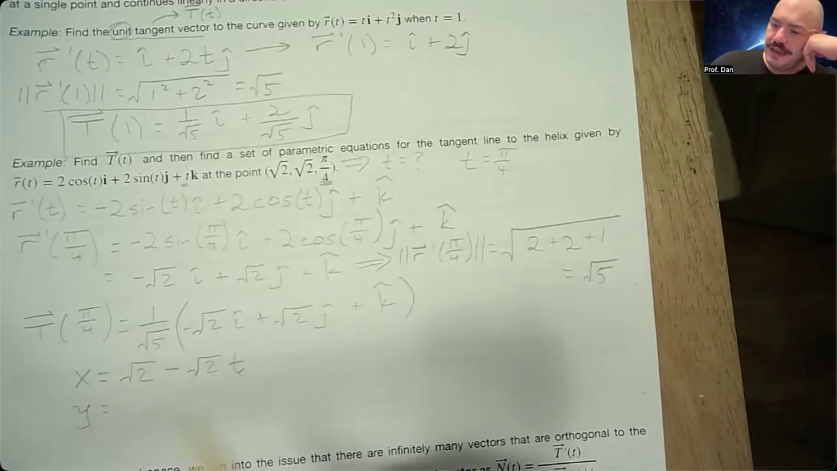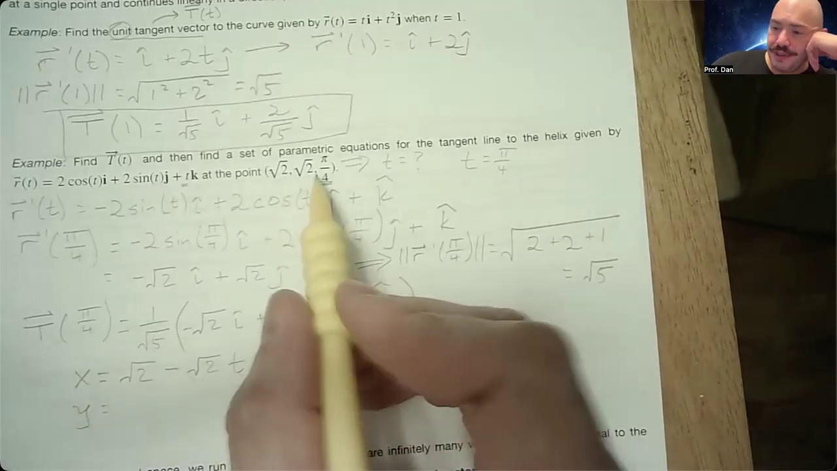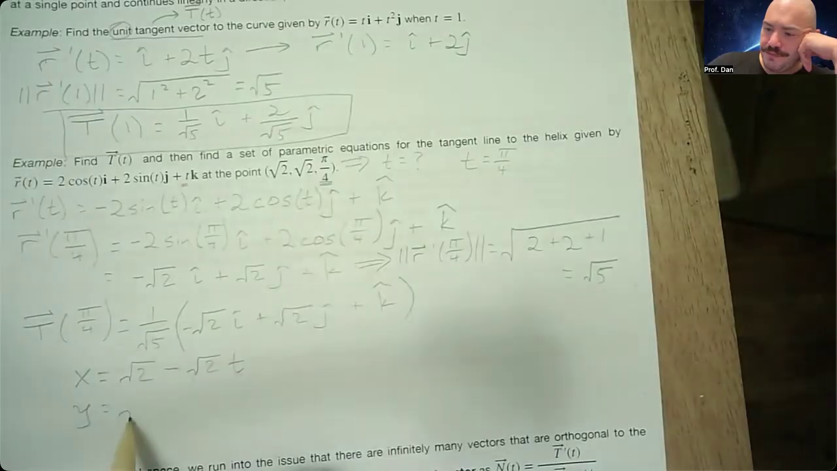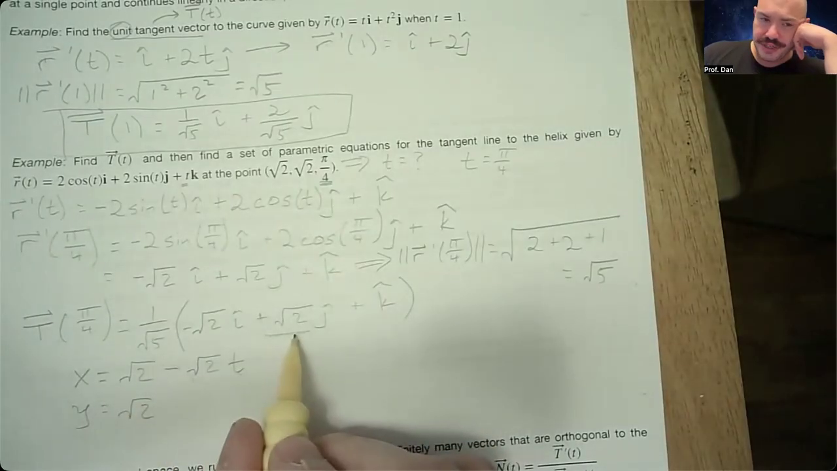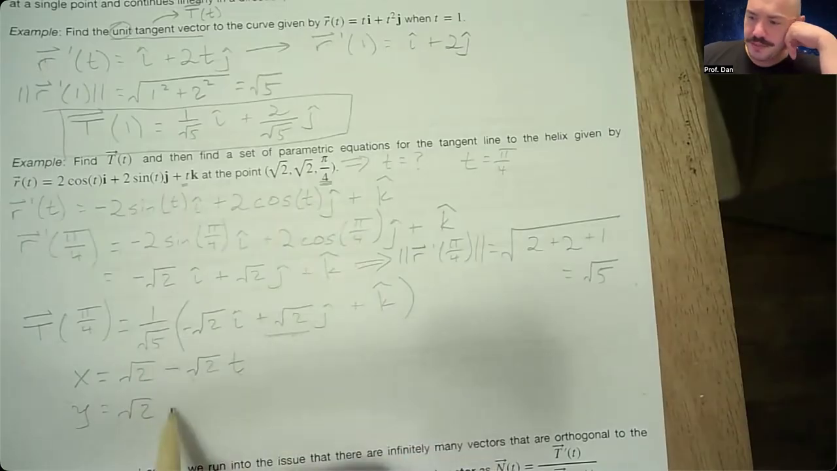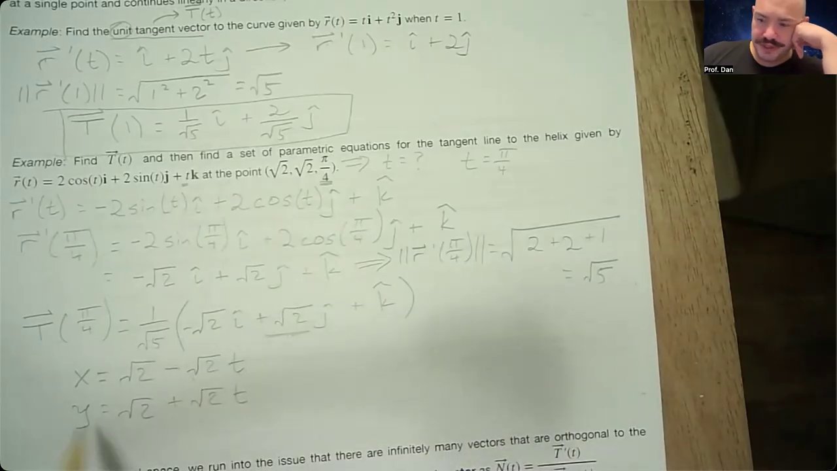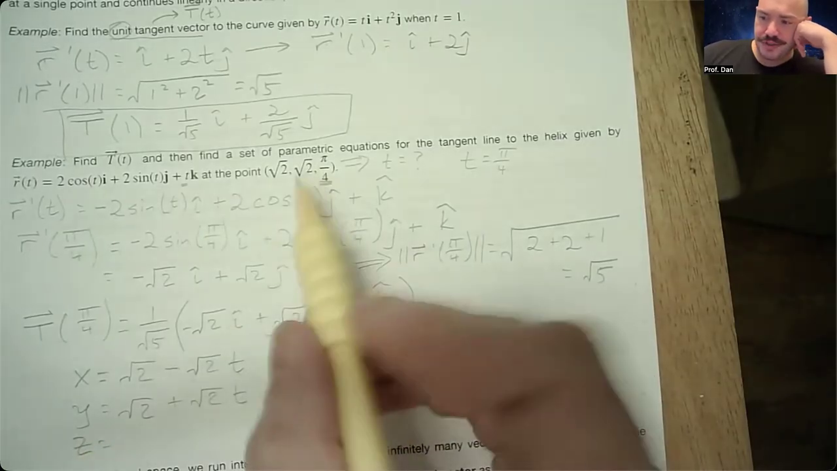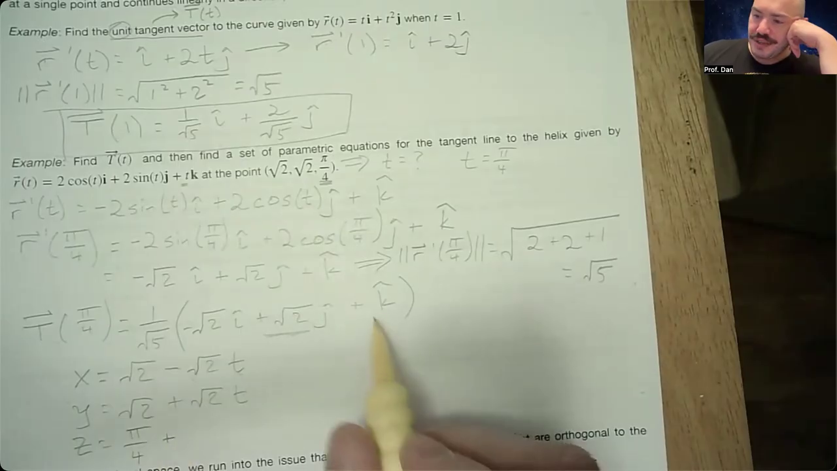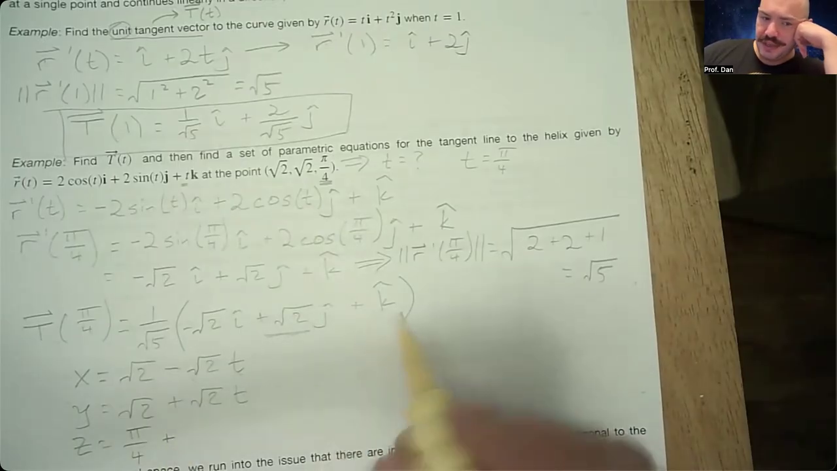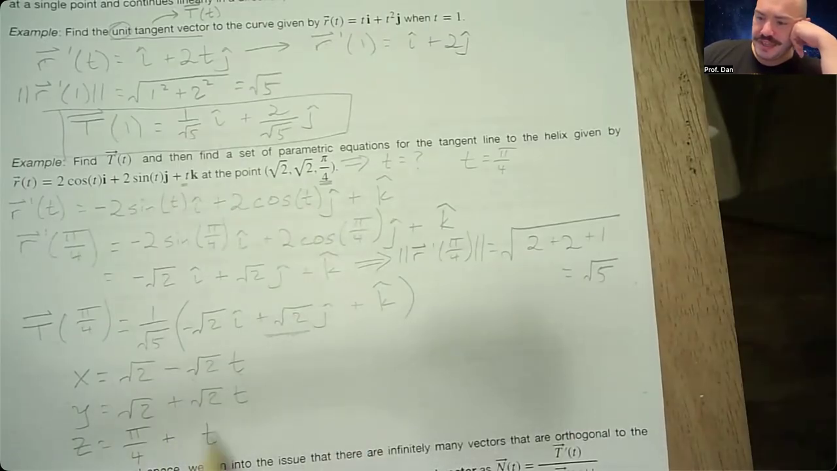And then we can do a similar thing with y. We look at our y coordinate, square root 2, look at our slope from the j component of my tangent vector, so plus the square root of 2 t. And that's the equation for y. Now for z, look at your z coordinate, pi over 4, plus, and then you look at the component for k, you get 1, so plus t. And there we go.